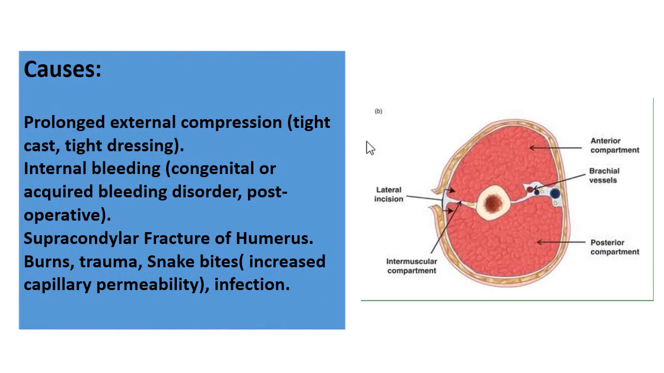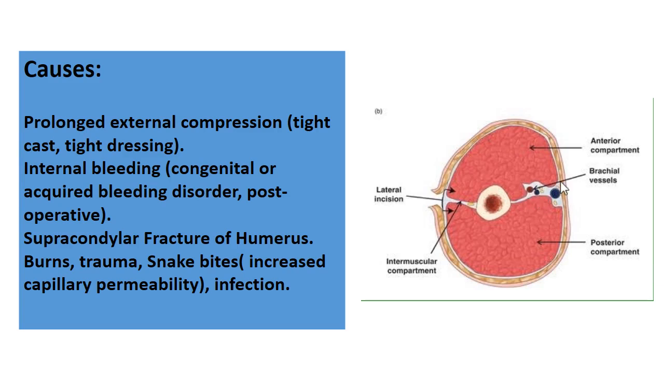Now, what are the causes which lead to Volkmann ischemic contracture? This is an image showing compartments of the arm. These are the intermuscular septa which separate the anterior compartment of the arm from the posterior compartment, and this is the brachial artery which lies in the anterior compartment of the arm.